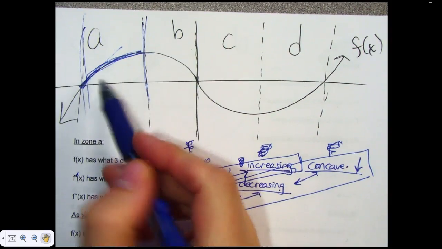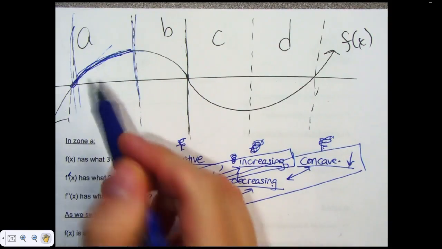All right. So what is the slope doing? There's two characteristics about the slope here.